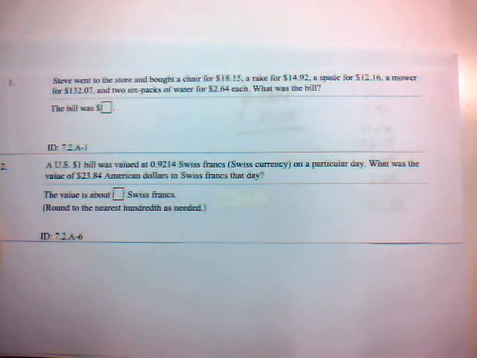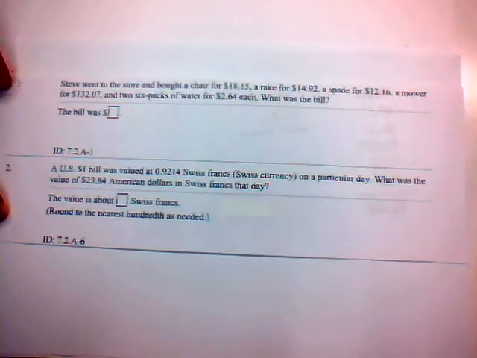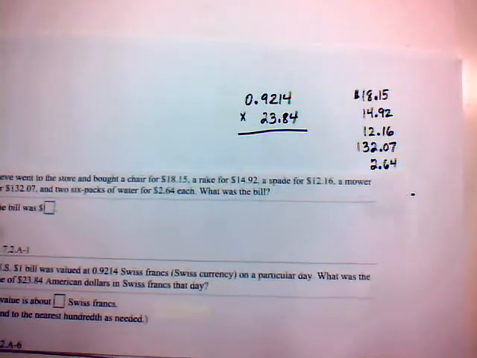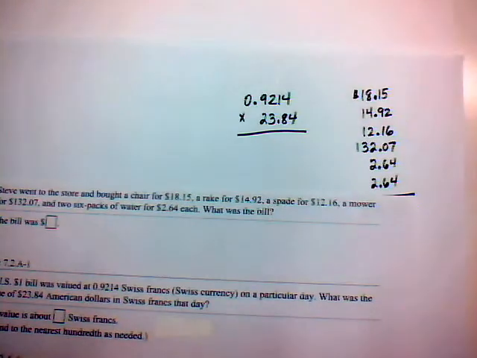In number 2, a U.S. $1 bill was valued at 0.9214 Swiss francs, or Swiss currency, on a particular day. What was the value of $23.84 in American dollars in Swiss francs on that day? Simply take $23.84 and multiply that by 0.9214, and I've set this up like this. Now, you may use a calculator: 0.9214 times 23.84.